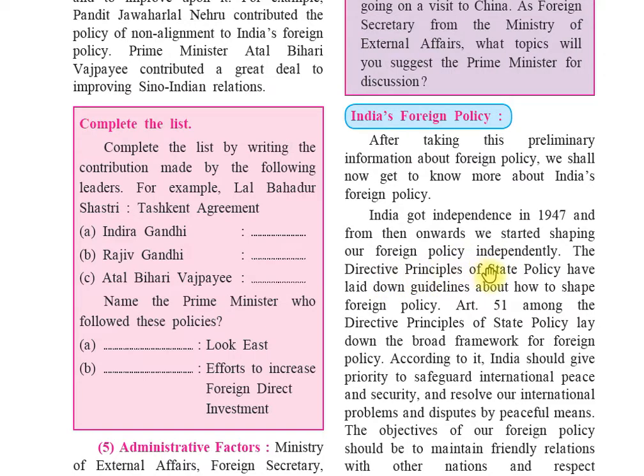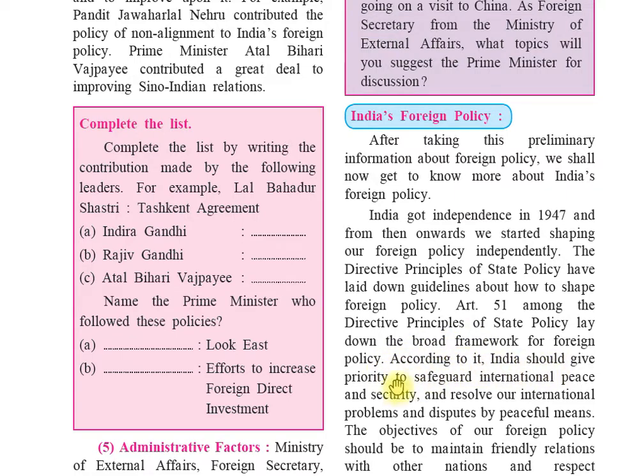The directive principles of state policy have laid down guidelines about how to shape foreign policy. Article 51, among the directive principles of the state policy, lays down the framework for foreign policy. So this Article 51 has laid down a framework, means they have given us guidance on how to have this foreign policy.